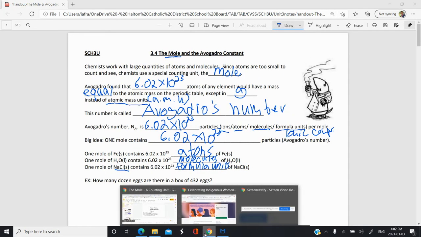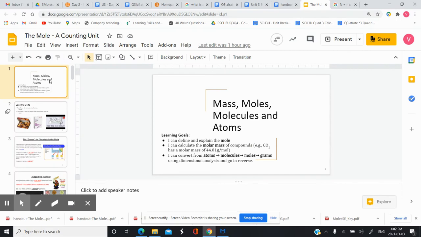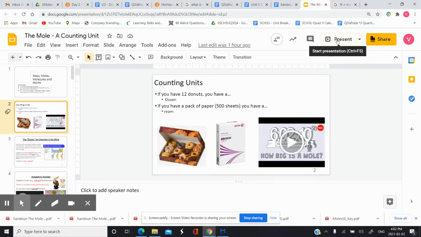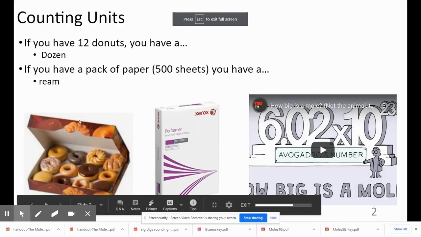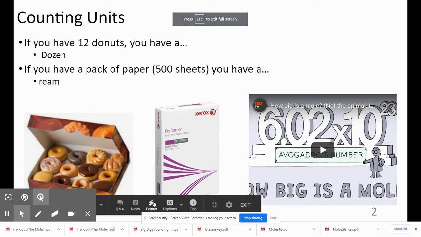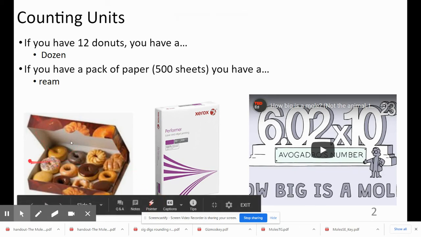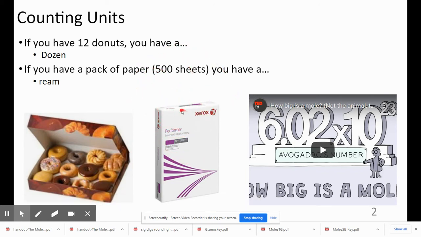Let's take a look at a visual example of that. Here we can see examples of items that are often grouped that we see in everyday life. For example, 12 is a dozen, a ream is 500, and we get it in groups. So if I wanted 2 reams, I would have 1,000 sheets. If I want 2 dozens of donuts, I'd have 24 donuts. We don't say, I'm going to order 24 donuts. Rather, I say I'm going to order 2 dozen donuts, and we know that that's 24.